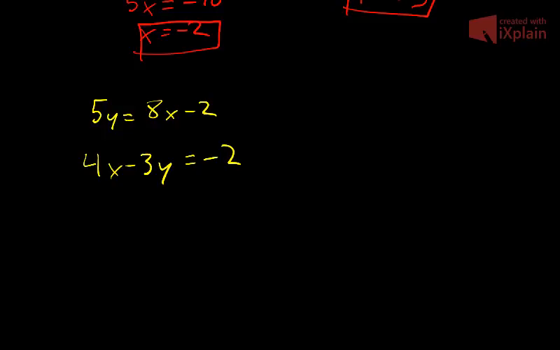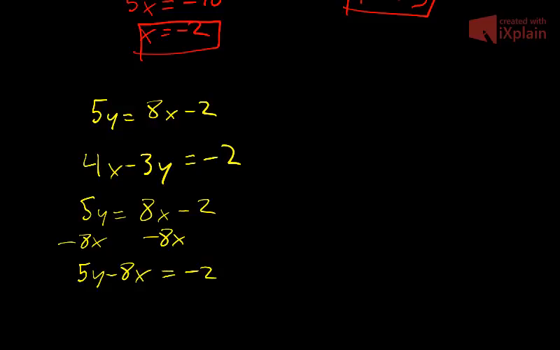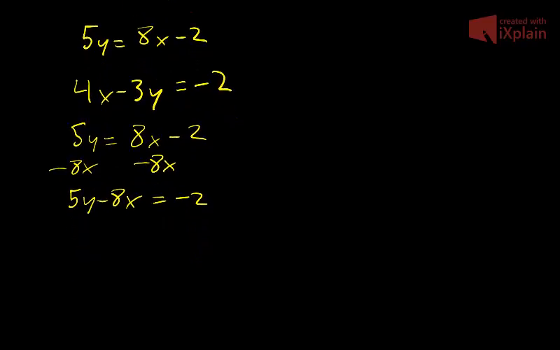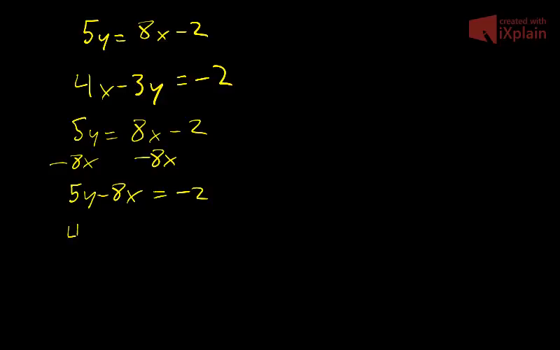So what I'm going to do is I want to make sure that I have the same variables on the same side of the equation. It's just going to make my life easier when I'm adding. And the way I'm going to do that is I'm going to take this 8x and move it over here by subtracting 8x from both sides. So if I have 5y equals 8x minus 2, subtract 8x from both sides, and now I have 5y minus 8x equals negative 2. I also still have my 4x minus 3y equals negative 2.